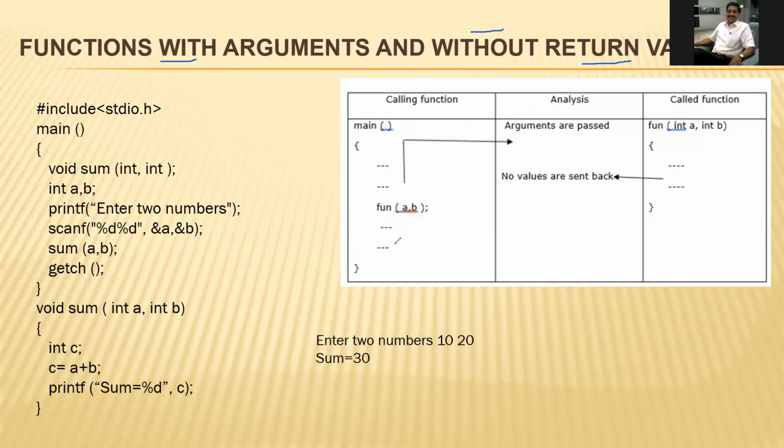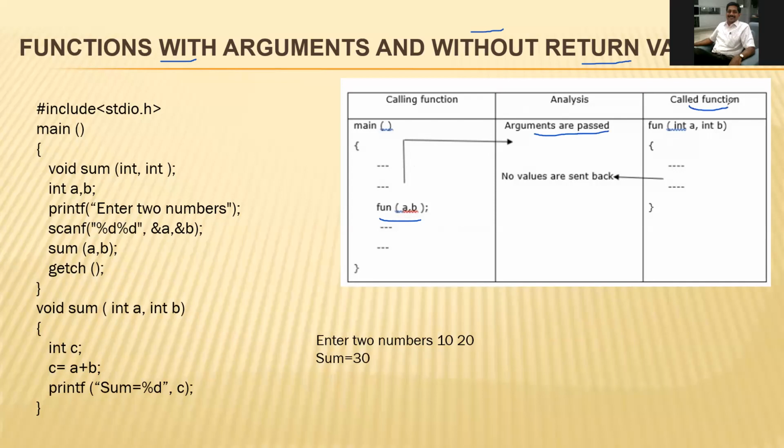The first is a calling function; the main function is a calling function. How many functions can we write in our program? We can write any number of functions in our program, but at least one function, main, must be specified, and that main function may contain at least one function call. So this is the function call, function(a, b). Now these values are passed to the called function.